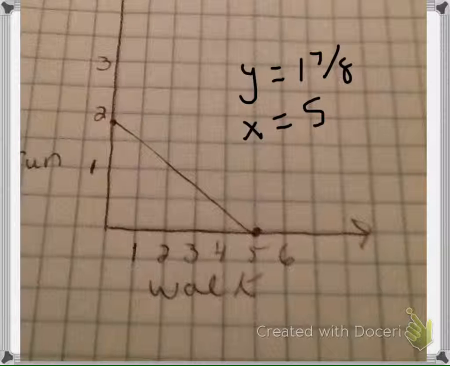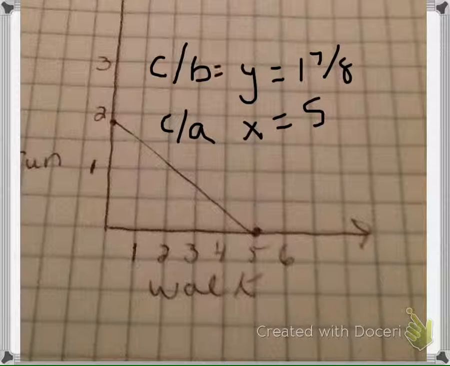I just wanted to remind you too that for the x-intercept you can do c divided by a, and so your c was 15 and your a was 3, and 15 divided by 3 is 5. And for this you can do c divided by b as a shortcut, and 15 divided by 8 is 1 7/8. So here's approximately 1 7/8, and here's 5. And notice that I am only showing quadrant 1 of the coordinate plane because you can't have negative running or walking miles.